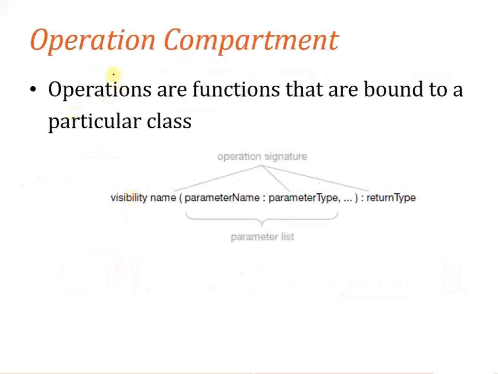The last compartment is called the operation compartment. So we'll be starting with visibility, followed by the name of the operation, and then parameter name, parameter type. For each and every parameter, you need to give parameter name, colon, parameter type. For example, i colon integer, comma, s colon string, etc. And followed by a colon and then the return type.